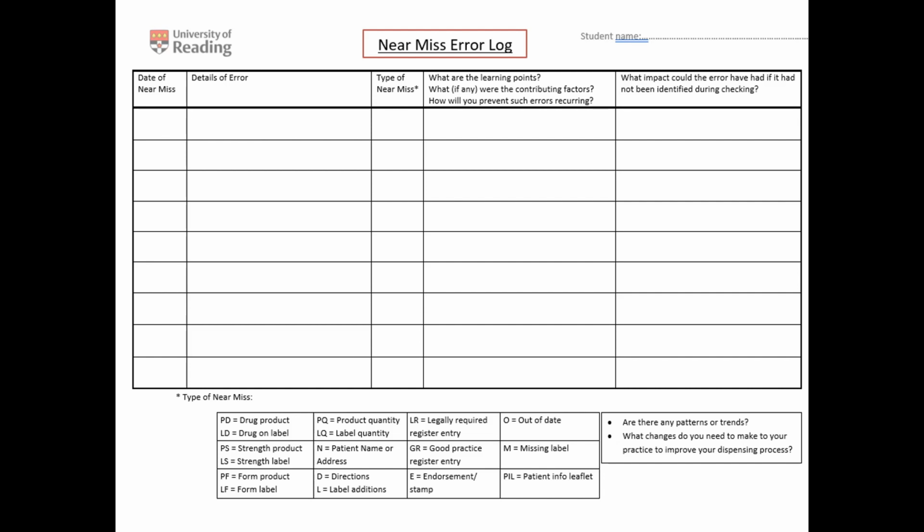Fourth column, what are the learning points? What were the contributing factors? How would you prevent the error from happening? So this bit really needs a bit more thinking and reflection and possibly a lot more investigation as well. In the next few slides, I will describe some of the ways that we can start to do this. And the last column, what impact could the error have had? So these are the consequences. Again, it requires reflection as well. So in a nutshell, that's the near-miss error log.